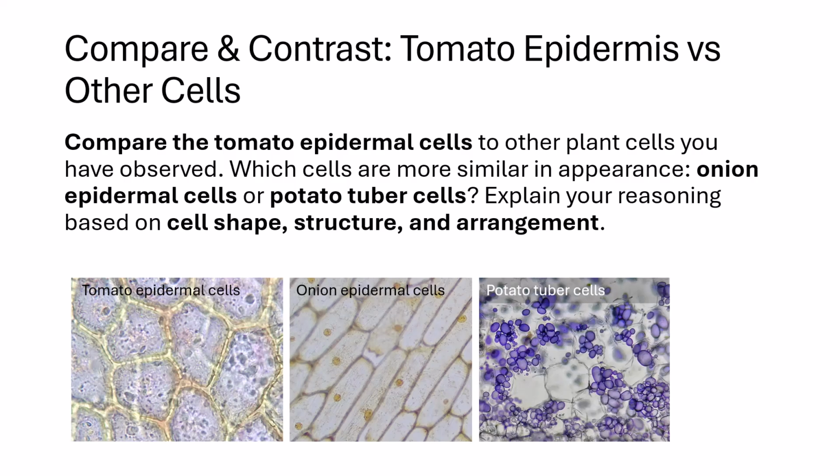Now compare these tomato epidermal cells to other cells you've observed. Do they look more like onion epidermis cells, which are also protective and tightly packed? Or do they resemble potato tuber cells, which are storage cells and tend to be larger and more loosely arranged? Use evidence from the images, shape, packing, and tissue function to support your reasoning. Pause the video to answer this question.